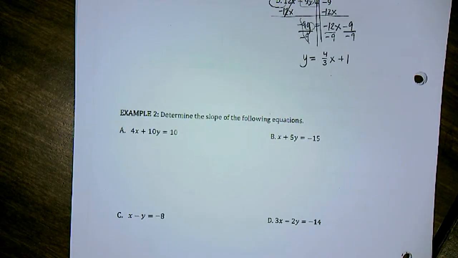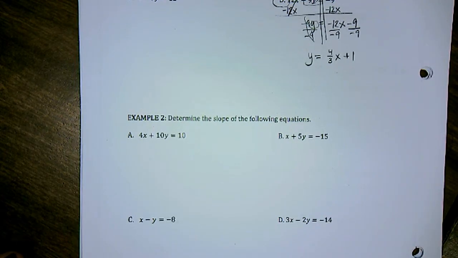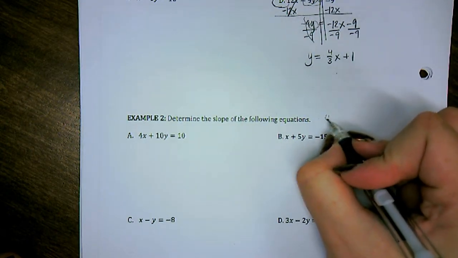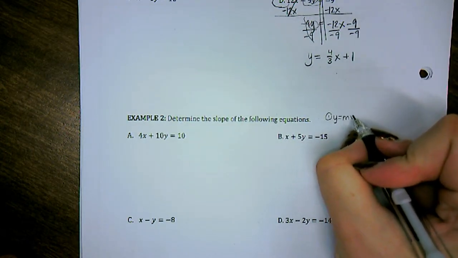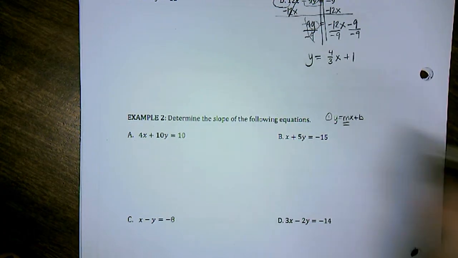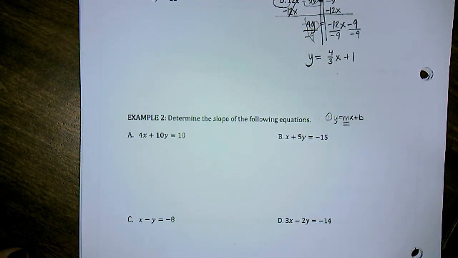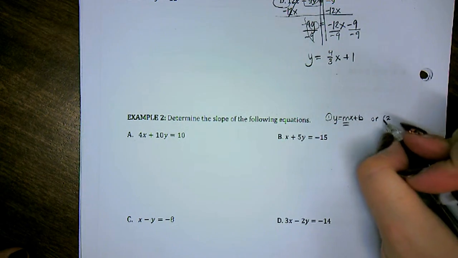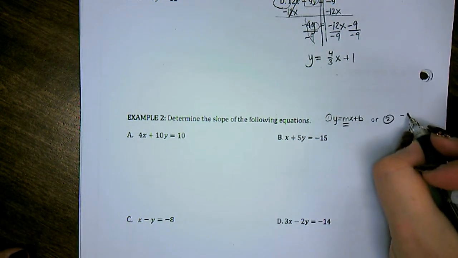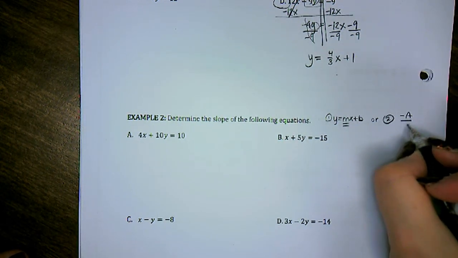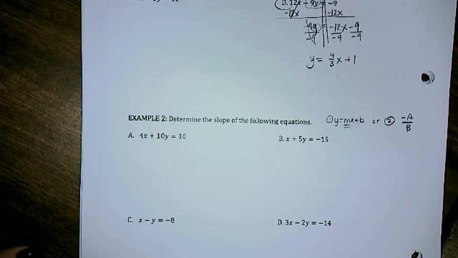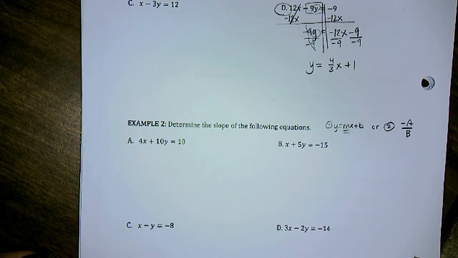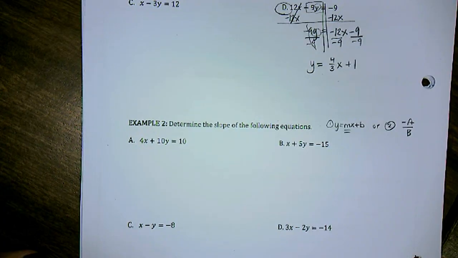At the bottom of the page, we just want to find our slope. Okay, if I want to find my slope, I have two options. I can either do what we just did and turn it into slope-intercept form. Our slope is in the m spot. Or I can use the shortcut where I want to do the opposite of A over B. I'll do one of each, and then you should do the other two and check your answers.